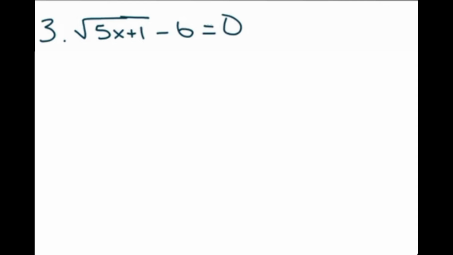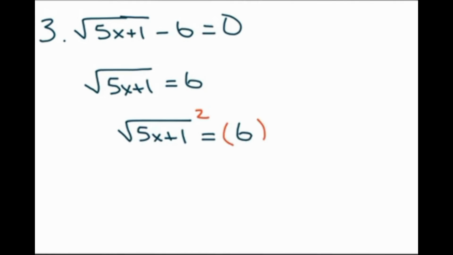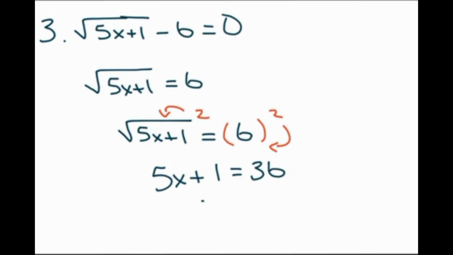Solving radical equations. Level 2. The next equation is the square root of 5x plus 1 minus 6 is equal to 0. The first step of this problem is similar to the first step of problem 1. You need to put the minus 6 over on the side of the 0, and you do that by adding 6 to each side. The following step is to square both sides to remove the square root from the left side. What you would get from squaring both sides is 5x plus 1 is equal to 36.